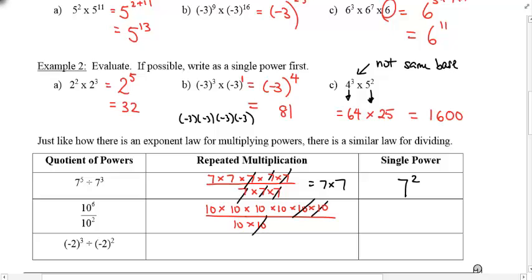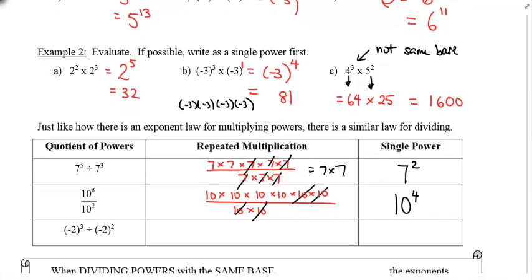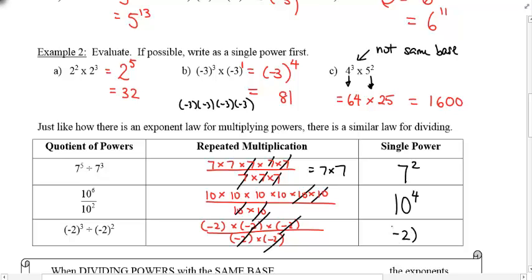Goodbye, goodbye, goodbye, goodbye. So you're left with 4 of them. 10 to the power of 4. Negative 2, negative 2, negative 2 all over negative 2 times negative 2. And you're just left with negative 2 to the power of 1. Okay, notice I put a bracket around the negative 2 because it's the entire thing.